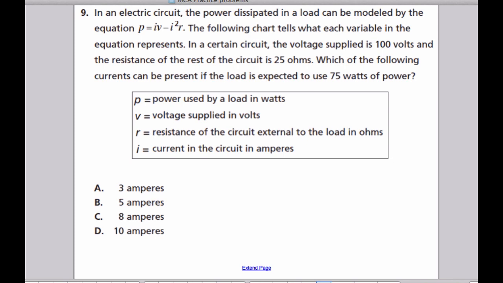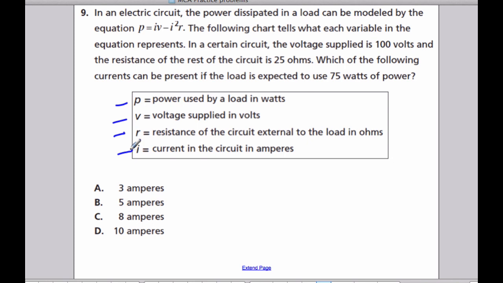In a certain circuit, the voltage supplied is 100 volts, and the resistance of the rest of the circuit is 25 ohms. Which of the following currents can be present if the load is expected to use 75 watts of power? And then they go through and say P is equal to the power used in load in watts, V is your voltage, R is your resistance, I is your current in the circuit in amperes.